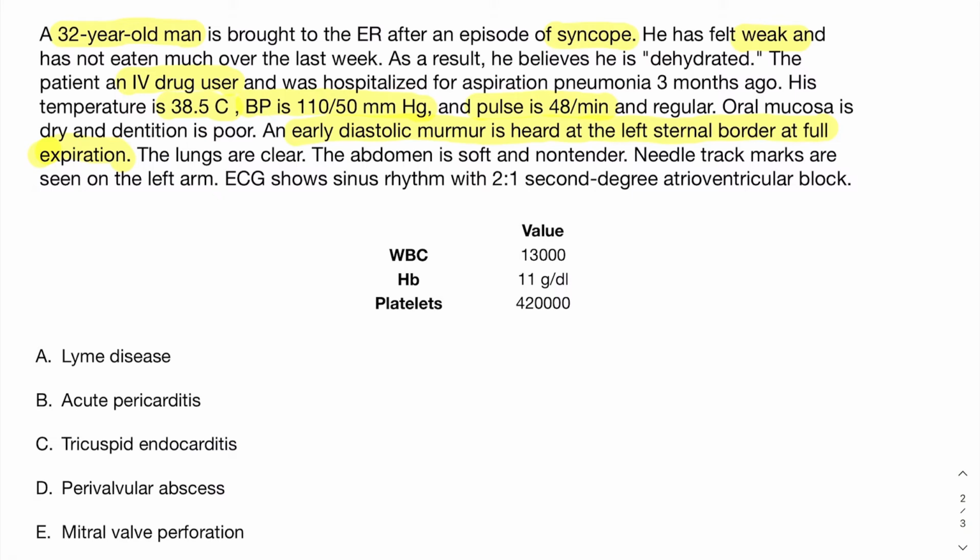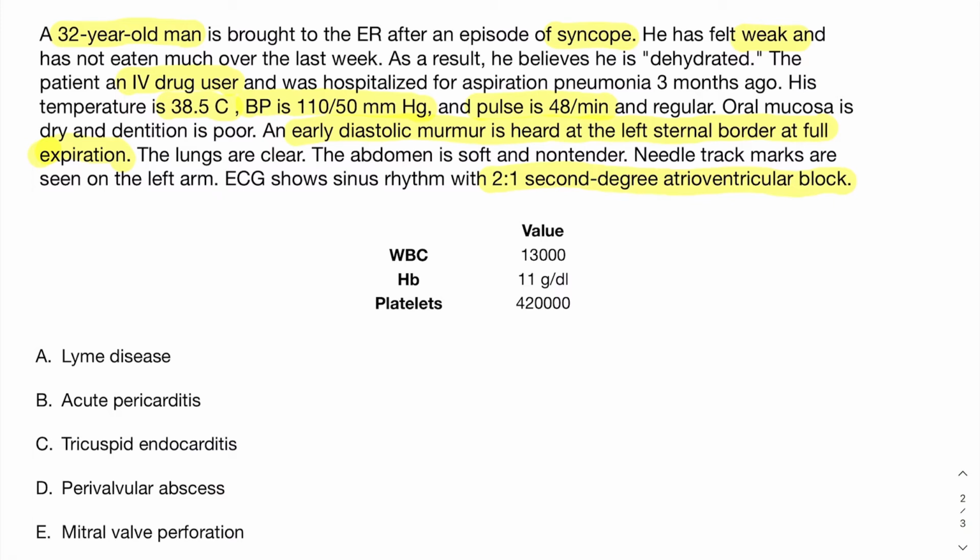Then we have the lungs are clear, right? And the abdomen is soft and non-tender. Again, needle marks are seen on the left arm, shows us that he's an IV drug user. And ECG shows a sinus rhythm with 2 to 1 second degree AV block. So this basically means that after every other P wave, a QRS complex is dropped, right? So let's look at the answer choices.